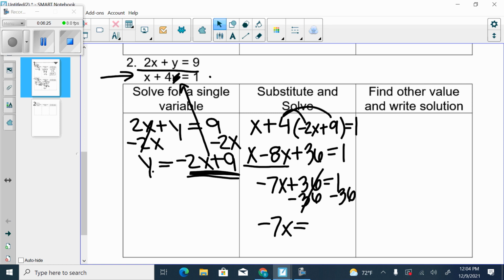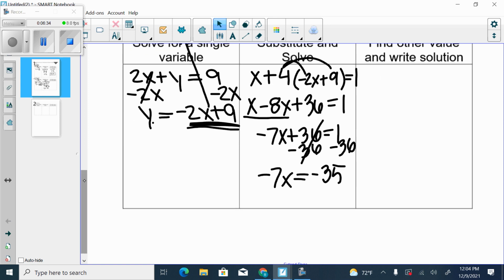And what is 1 minus 36? Very good. So what's our last step here? Alright, we just need to divide. So when we divide, we end up with, very good.